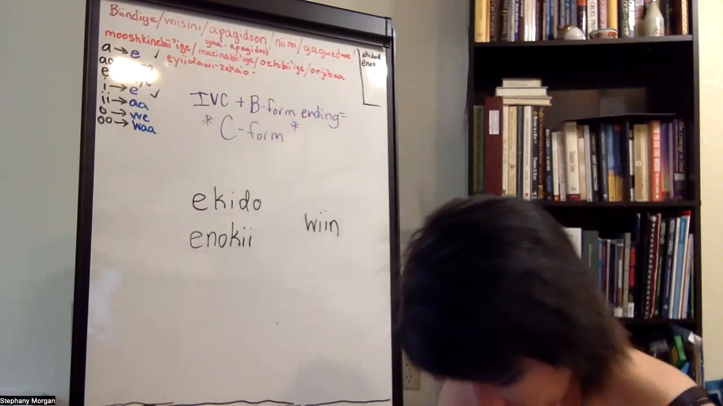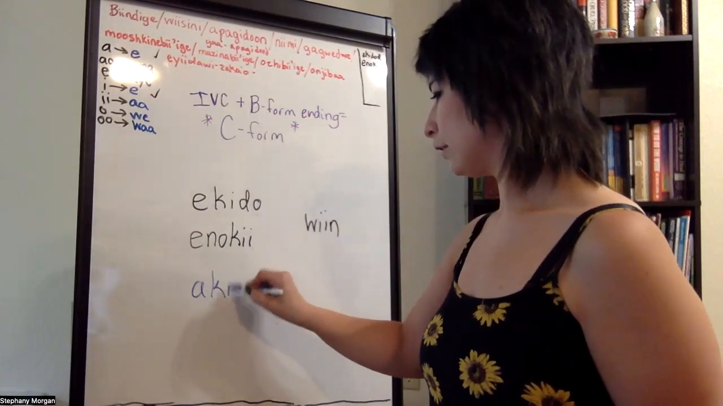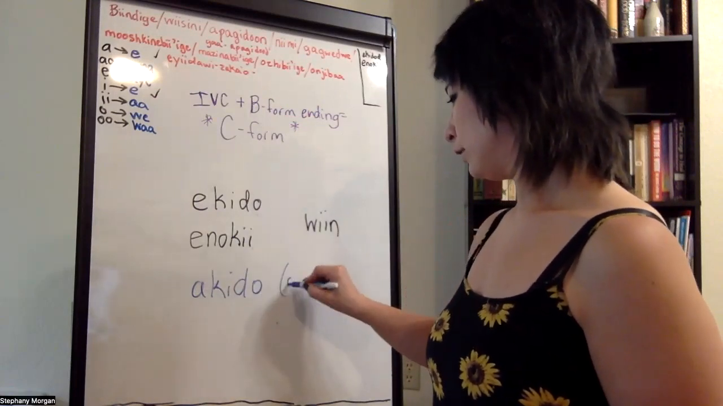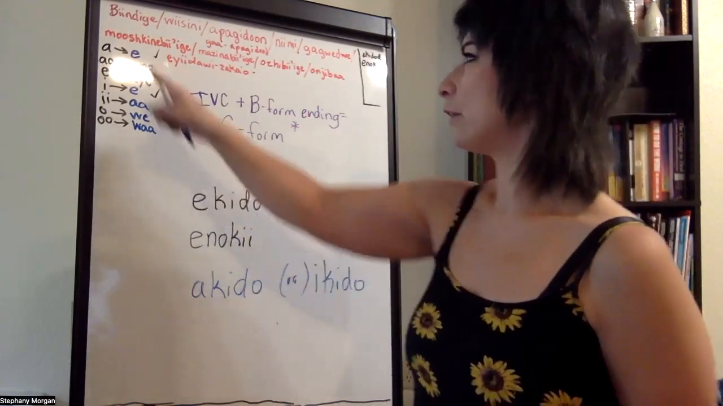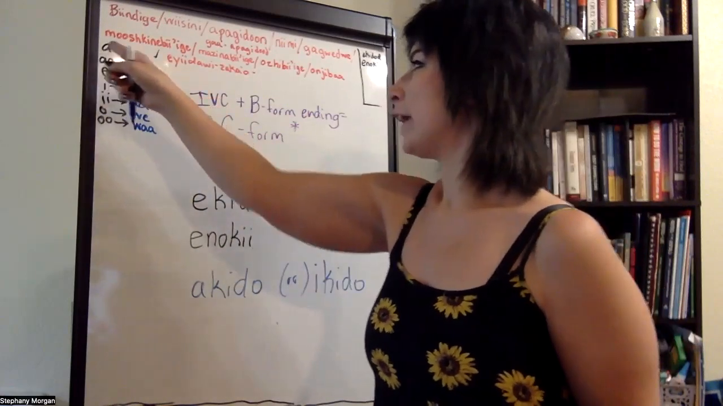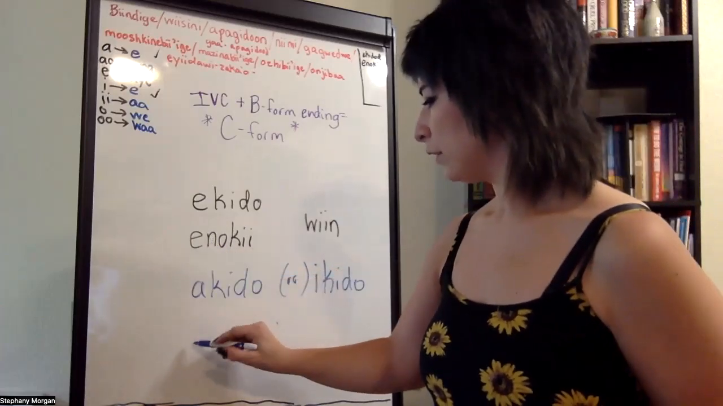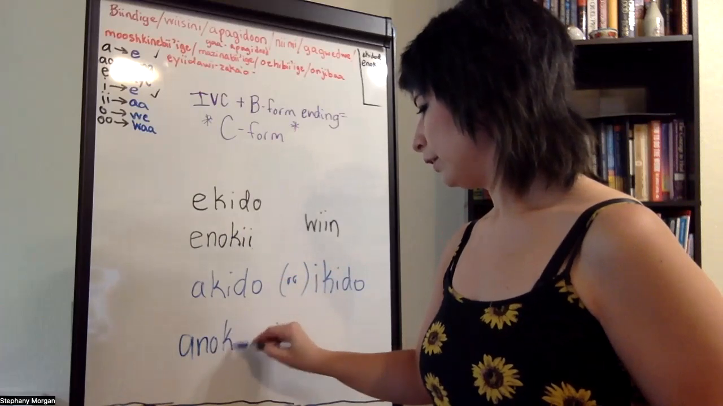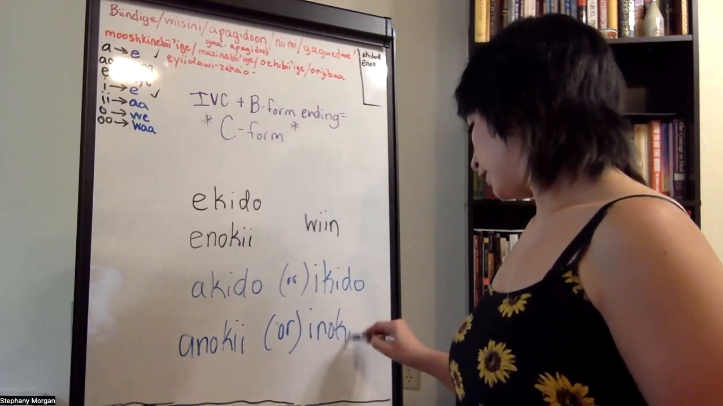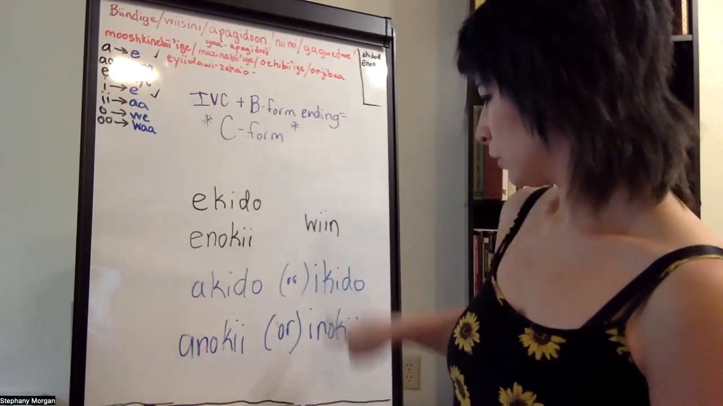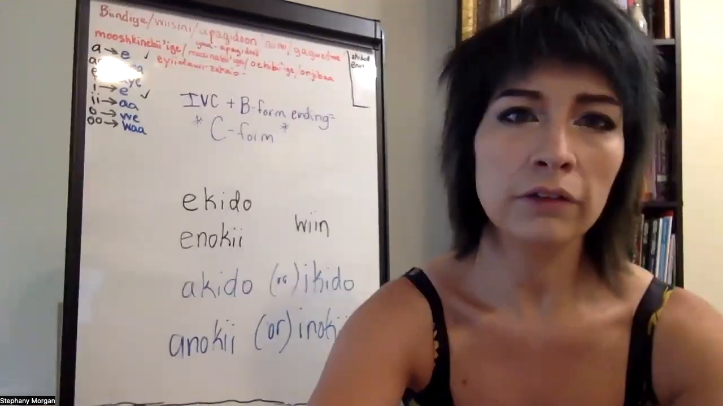So this means that our word is either, let's see, akido or ikido, because our E could have been an A or it could have been an I. And then we have enoki, which could be anoki or inoki. And then what you would do is you would look up these four words in the dictionary and see if anything comes up. So I'm going to share my screen and we're going to do that.